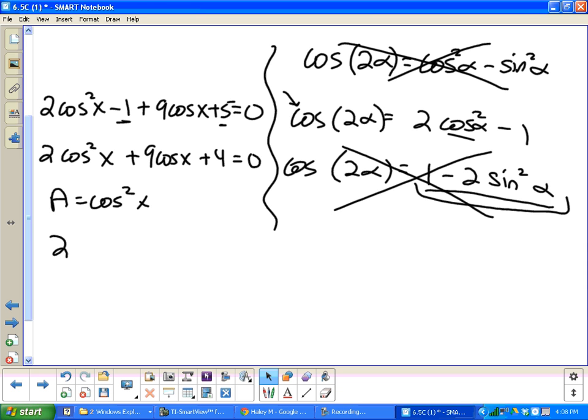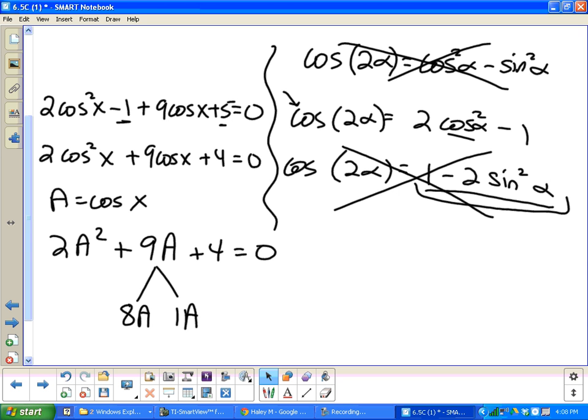I'm sorry, I just meant to say cosine x. So now it would be 2a squared plus 9a plus 4 equals 0. Now let's solve it by factoring. Notice it's got a leading coefficient, so we're going to have to split this. 2 times 4 gives me 8, and factors of 8 that add to give me 9 would be 8 and 1. Both signs are going to be plus.